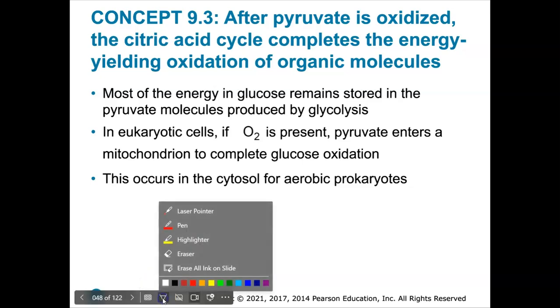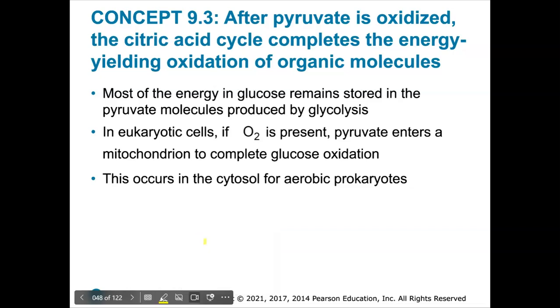This is part 2 of the recordings for chapter 9, and we are on slide number 48, and we're going to learn about step 2 of cellular respiration. It says after pyruvate is oxidized, then you have the citric acid cycle, and that completes the energy-yielding oxidation of organic molecules. What that means is, by the end of the citric acid cycle, glucose has been completely broken down, and all of the energy that could be extracted has been extracted from glucose.